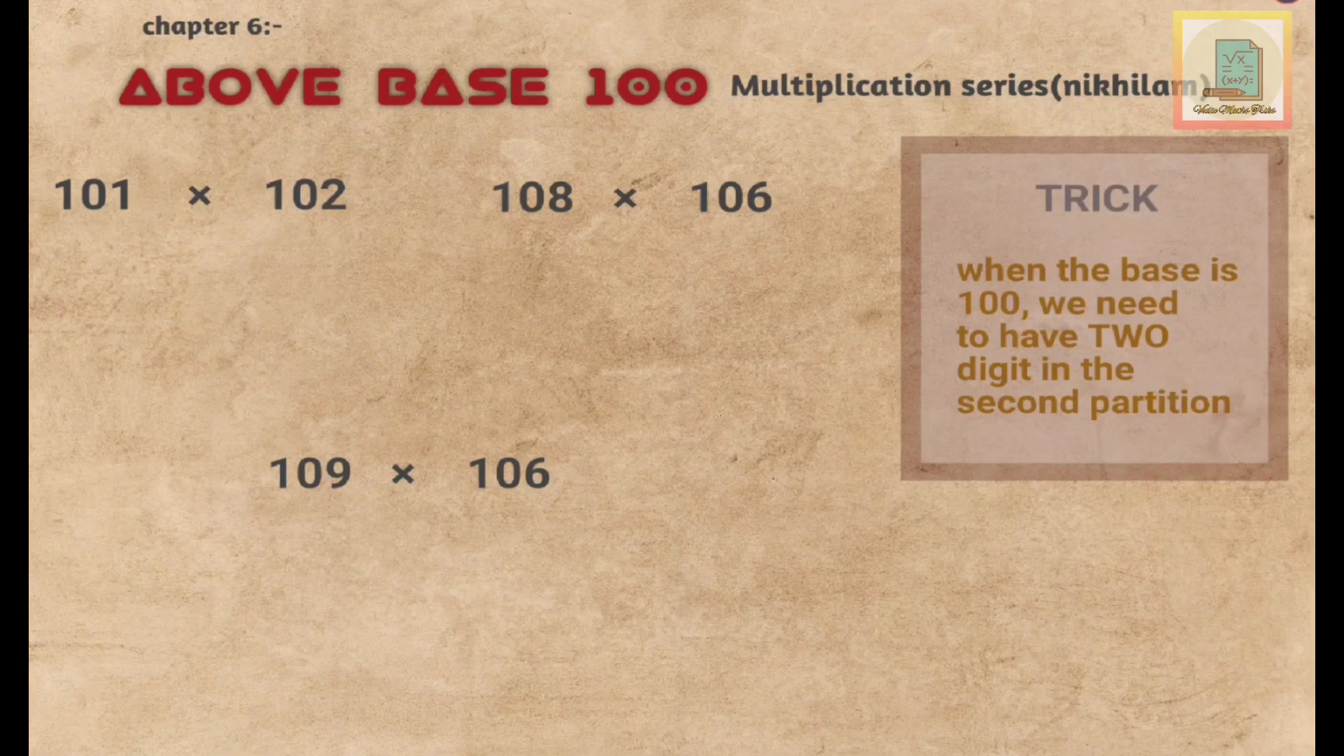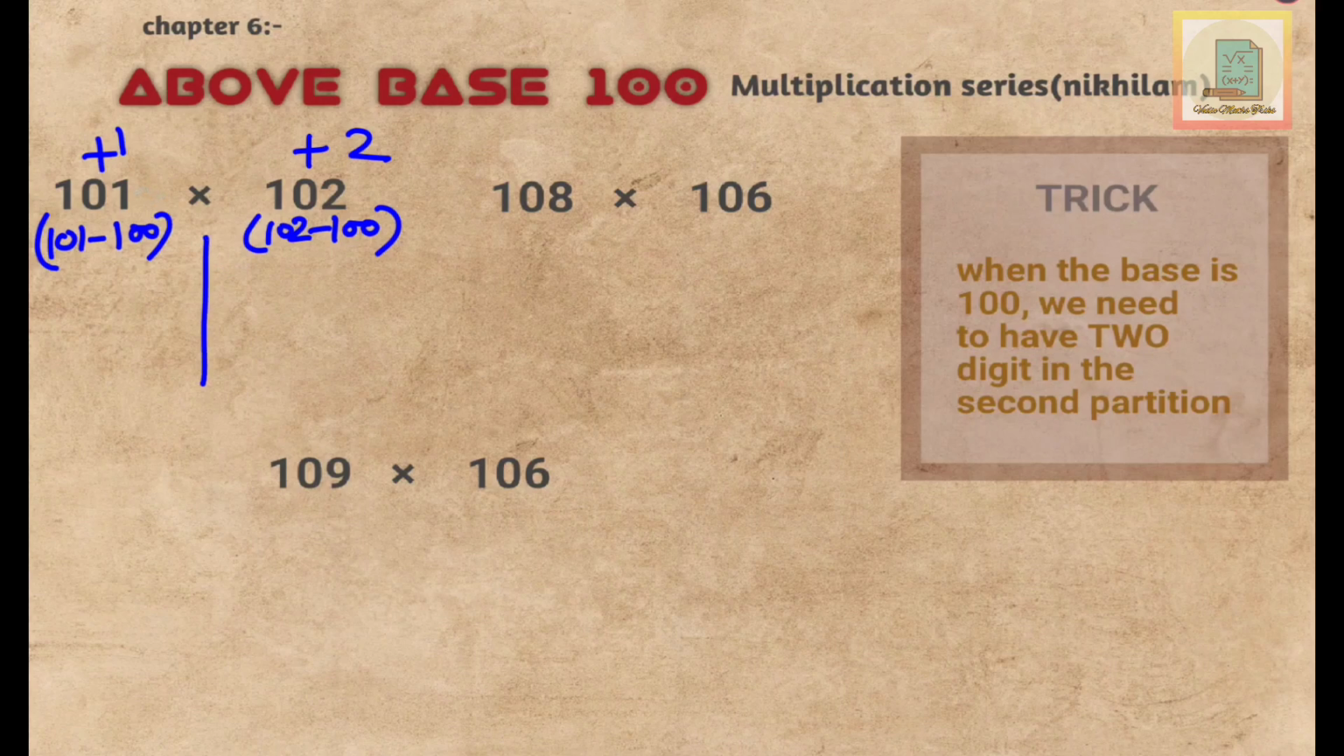So the first question is 101 multiplied by 102. Now the first thing we'll do is find out the deviations, and to understand deviation better, please check my previous video on deviation, for which I have posted the link in my description. Now 101 minus 100 gives you plus 1 as deviation, and 102 minus 100 gives you plus 2 as deviation. Now make a partition.